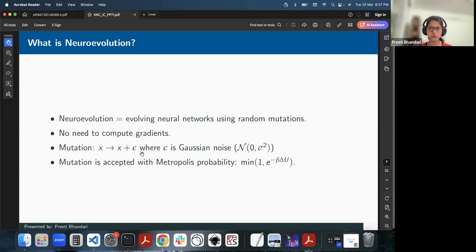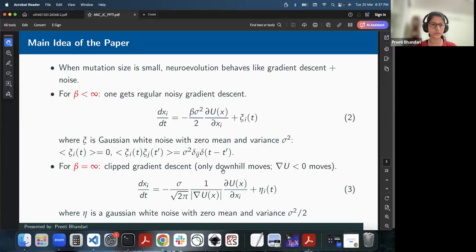Now, Monte Carlo is a two-step process. I'll talk about the details in later slides, but just briefing you here: one is you propose a step, which is this mutation, and then you accept it with the probability given by this Metropolis probability. I'll talk about this in detail later. So the main idea of the paper is that if you assume your mutation size to be small, then neuroevolution behaves like gradient descent plus some noise.